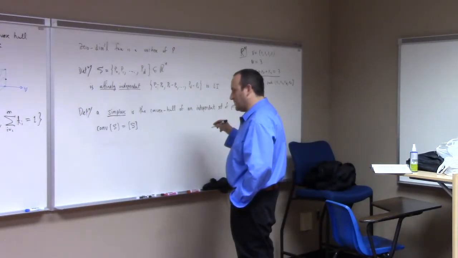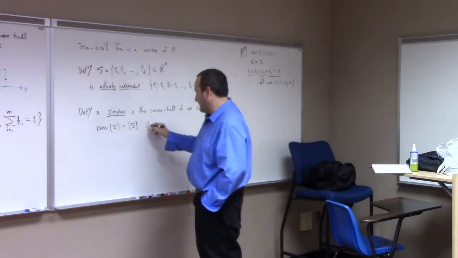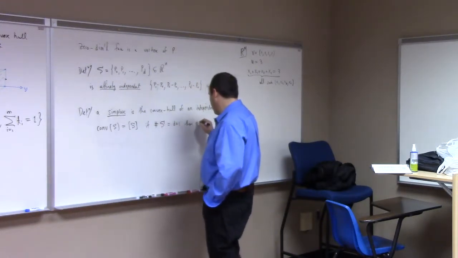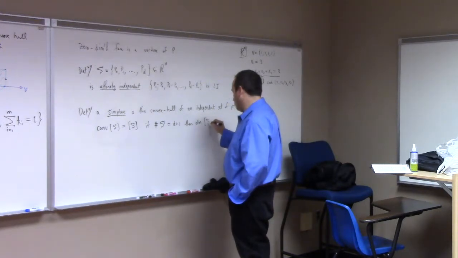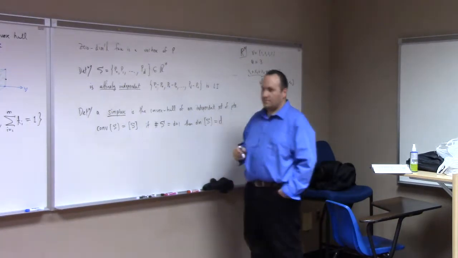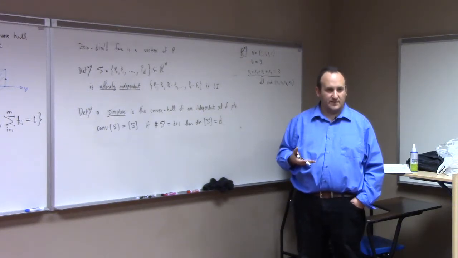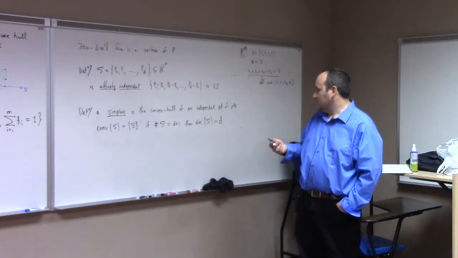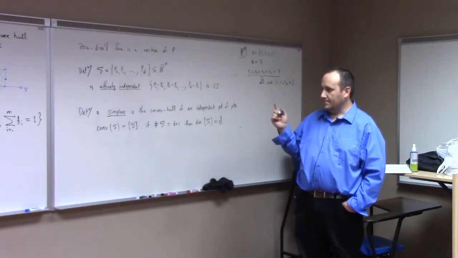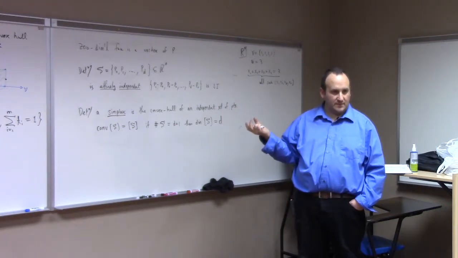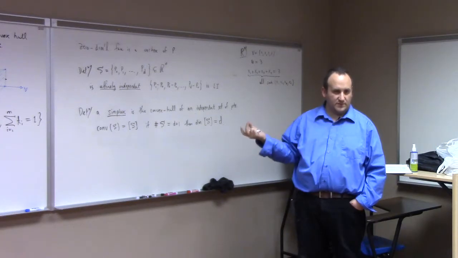Let's see here. If the number of things in S is equal to d plus 1, then the dimension of the convex hull is equal to d. And that squares well with the things I've been saying up to this point. If you have 2 points, that defines a line segment, which is one-dimensional. If you have 3 points and they're independent, it defines a 2-simplex, which of course is 2-dimensional, a triangle.